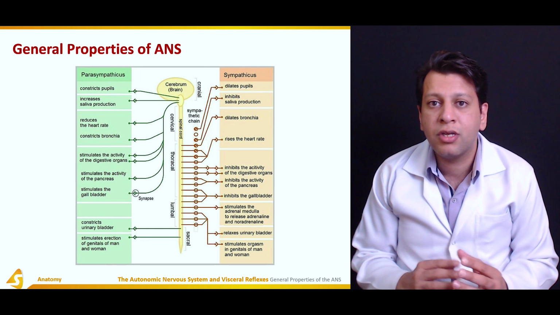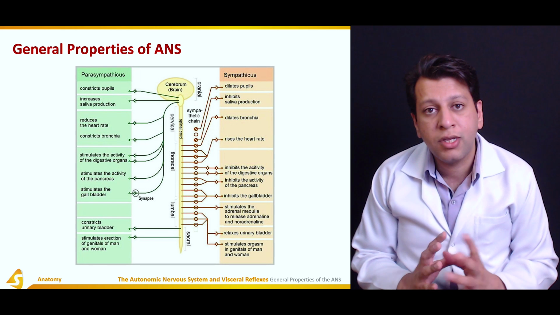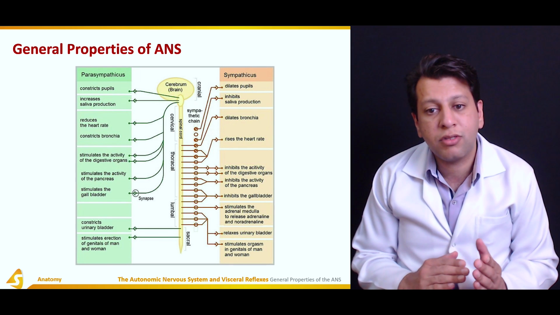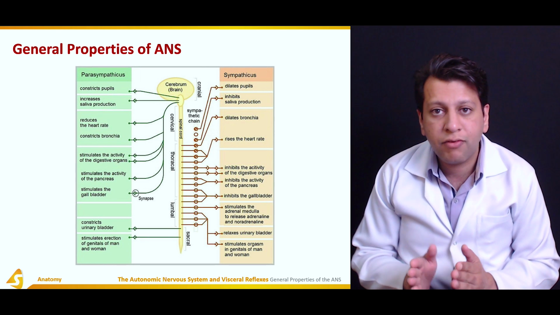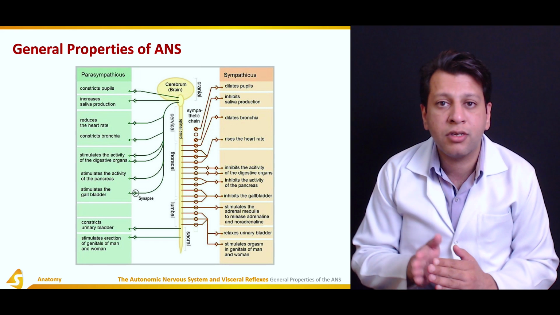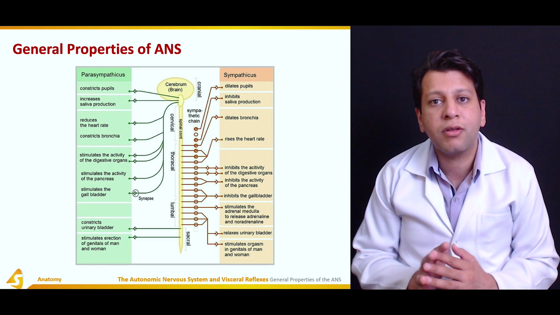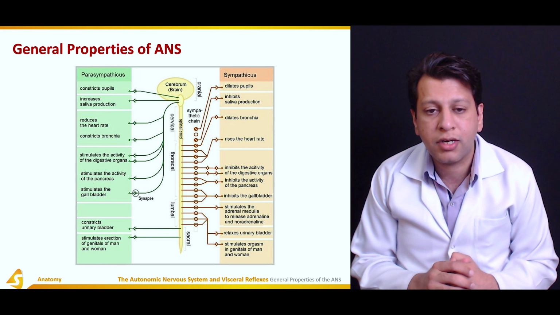While in the case of the sympathetic, it is mainly the thoracolumbar outflow and the sympathetic chain, where the fibers going from the spinal cord synapse in the ganglia which form a sympathetic chain, which is a paravertebral chain, and then from there onward, the postganglionic fibers go and synapse on the target organs.